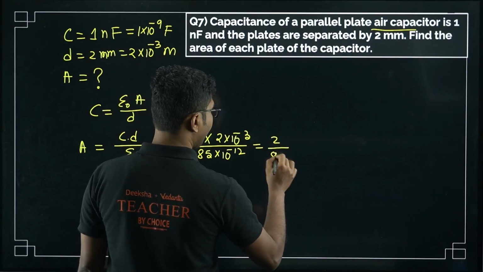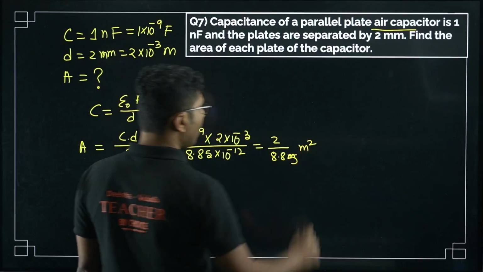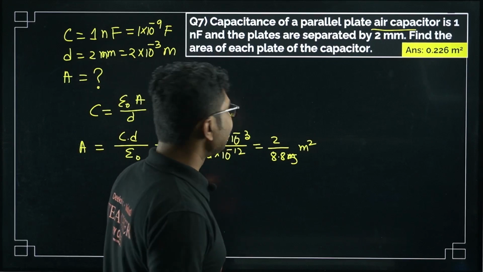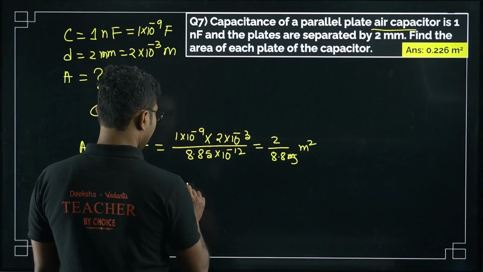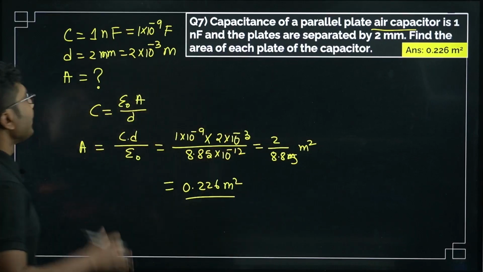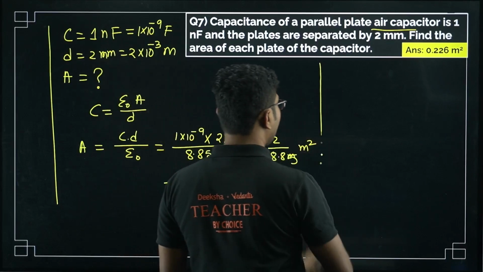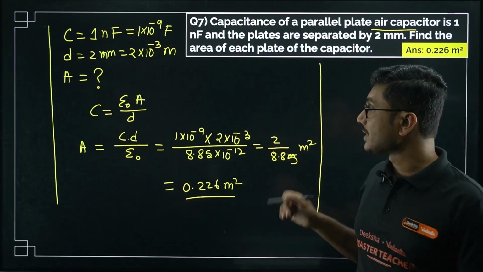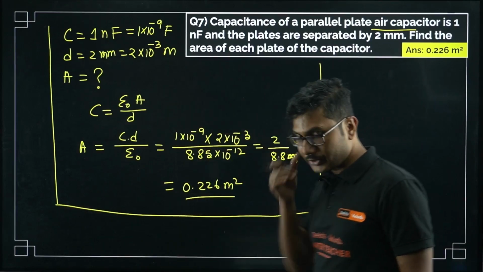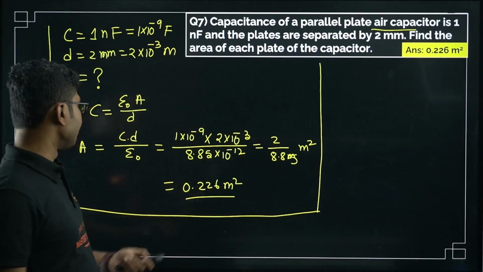divided by 8.85 meter square. Okay, you can calculate the exact area. It will come out to be 0.226 meter square. Okay, this is the step, simple question. This kind of question might come in a 2 marker question as well, 3 marker questions as well. So be careful, and very important style of questions where capacitor dimensions are used to calculate the values.